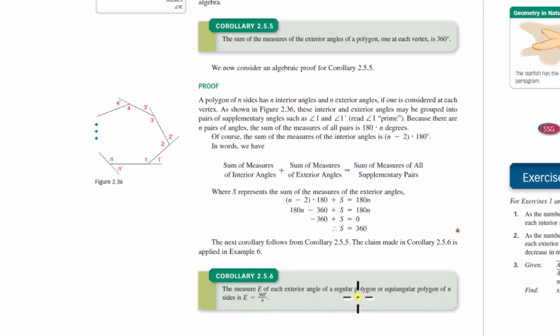So it makes sense that an equal angular or regular polygon is going to have all the exterior angles the same. They're all going to be the same as each other, not the same as the interior angles. An equal angular polygon, all the interior angles are the same measure, but all the exterior angles are going to be the same measure as well. So all you do is just take 360 and divide by the number of sides.